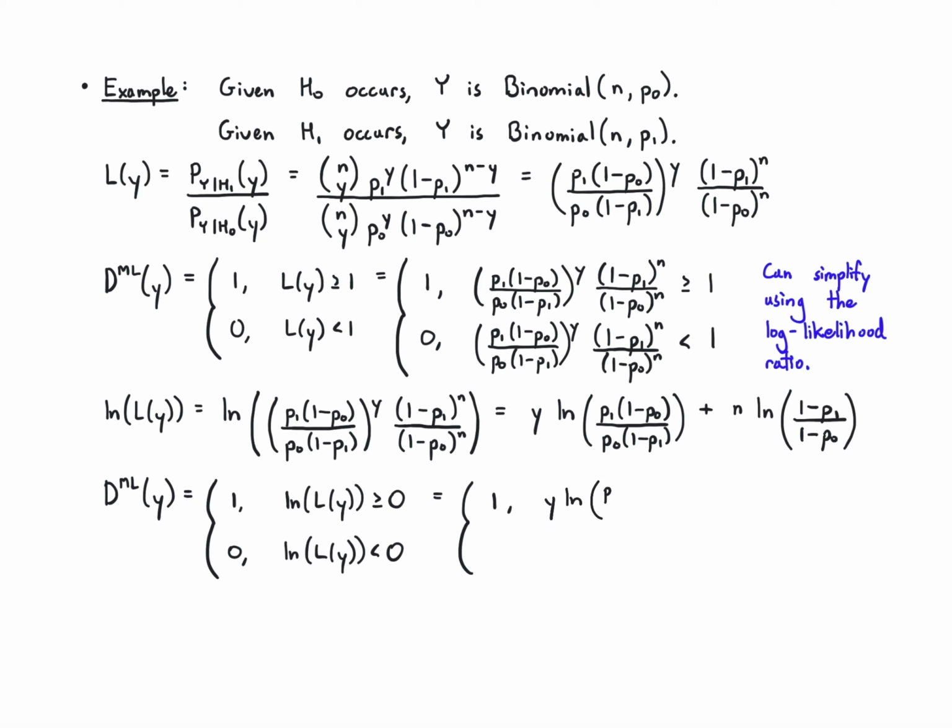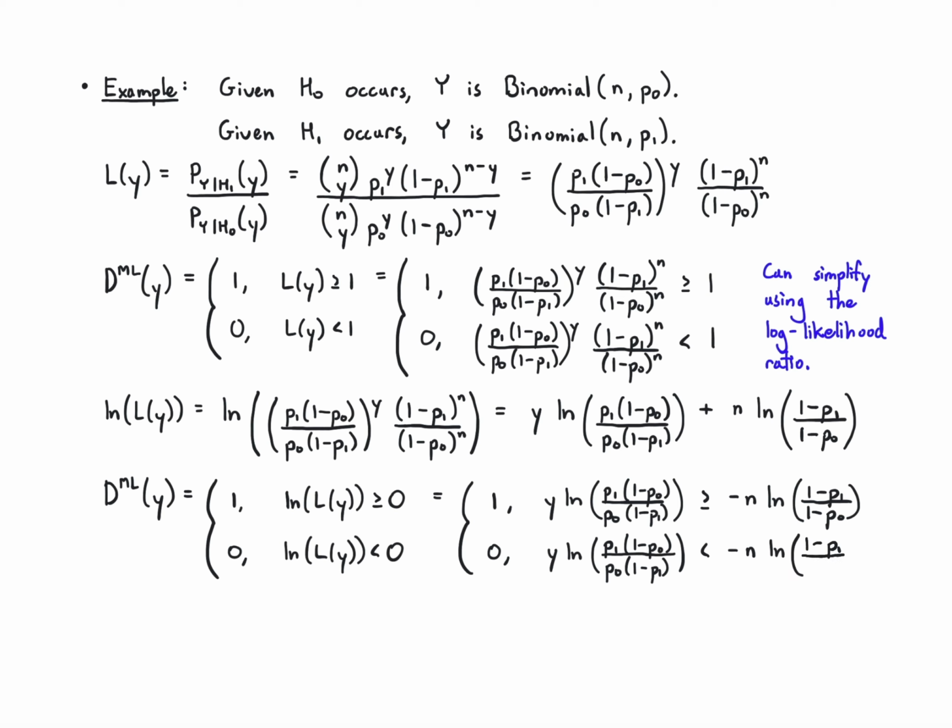And so now I'm comparing y times some constant, which I have to work out from the parameters, so log of these parameters, is that greater than or equal to minus n times log of another thing just involving the parameters? Okay, so this is a bit simpler. I see I just have a threshold rule based on the value of y. Let's just take a moment and think about this. Let's just say that p0 is smaller than p1. What I kind of expect to see is that when y is larger than a certain value, meaning I have more successes, I'll decide h1.